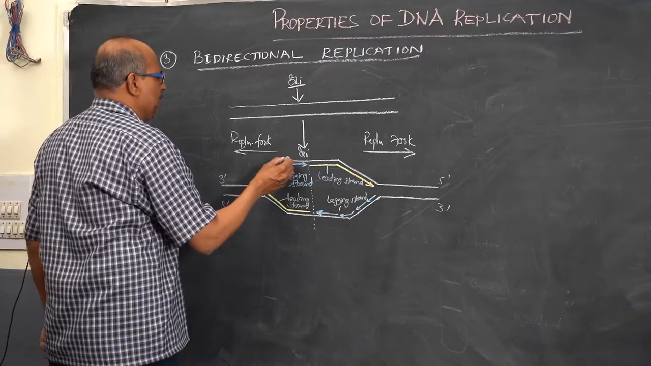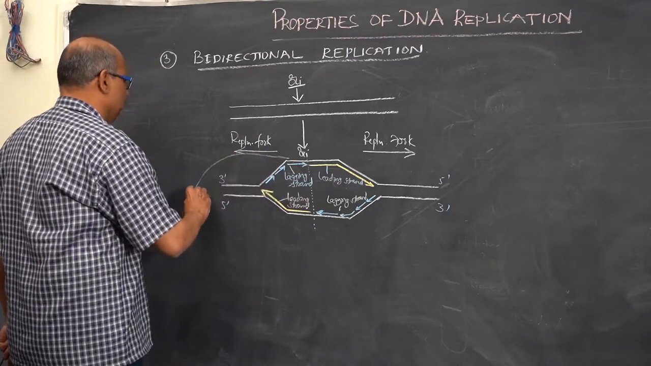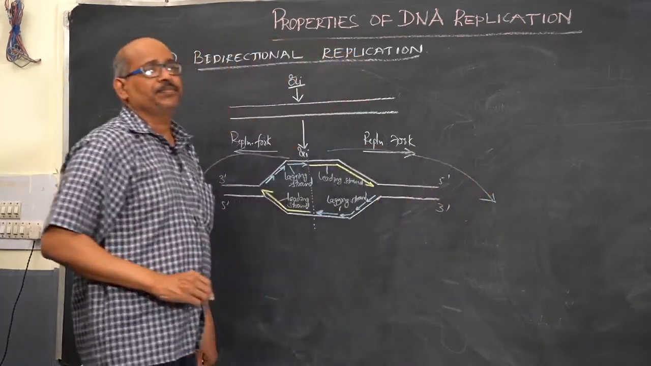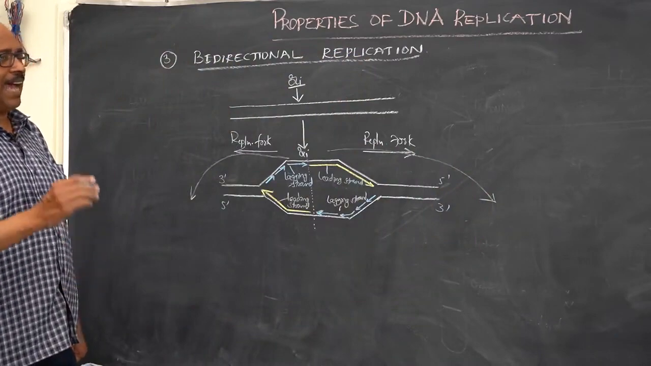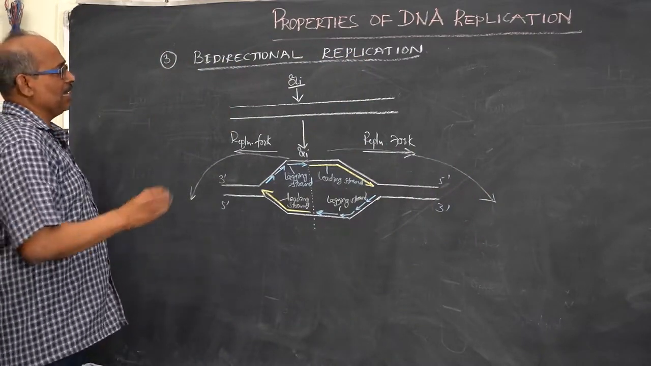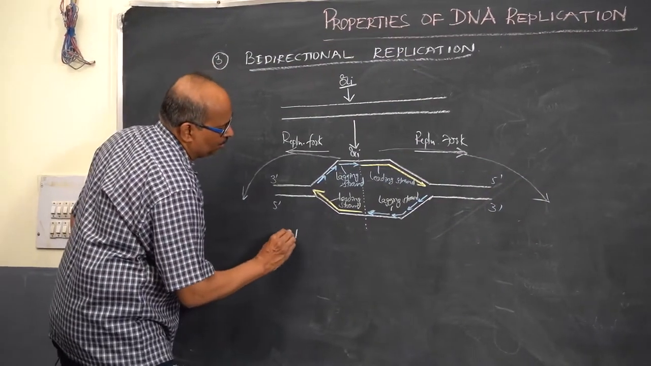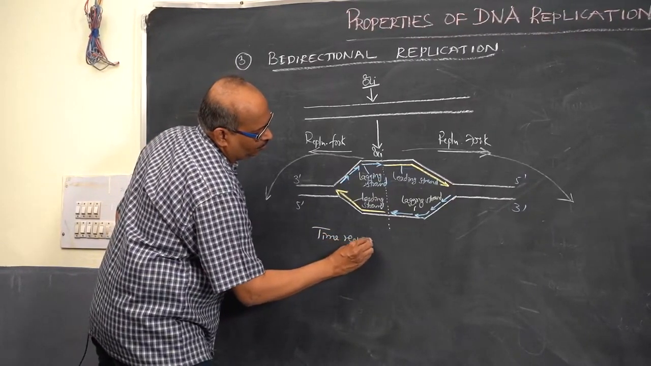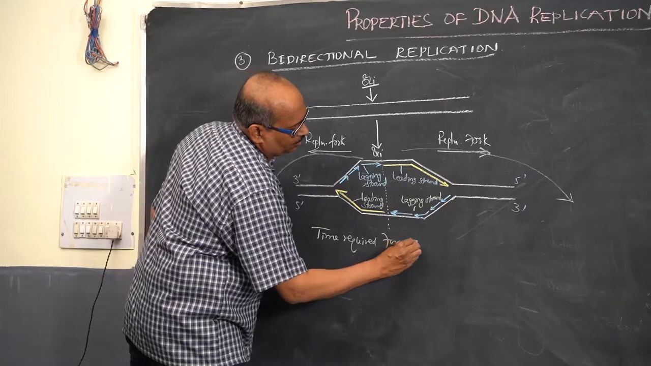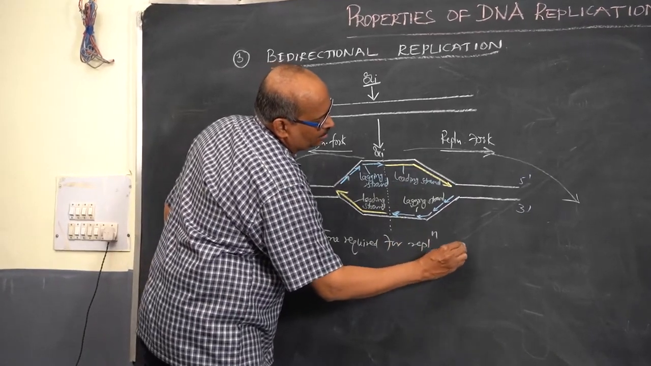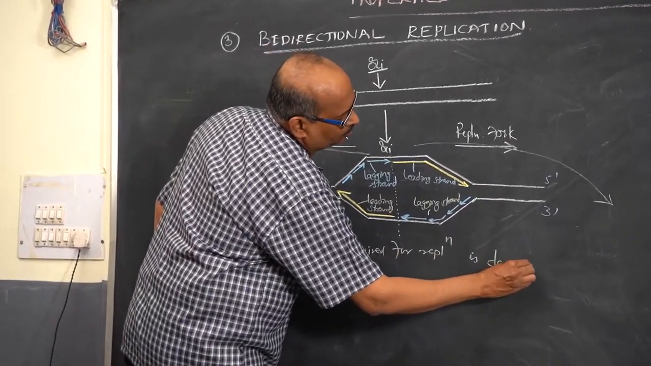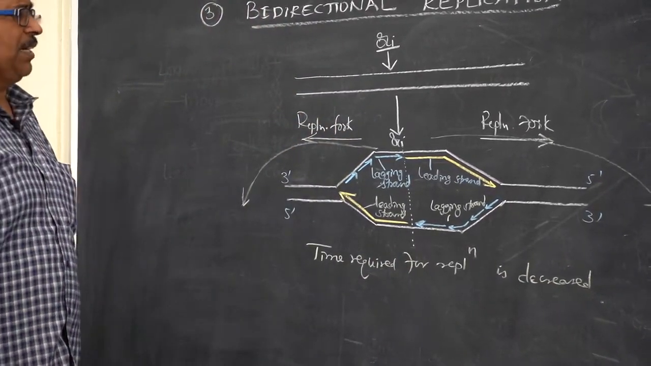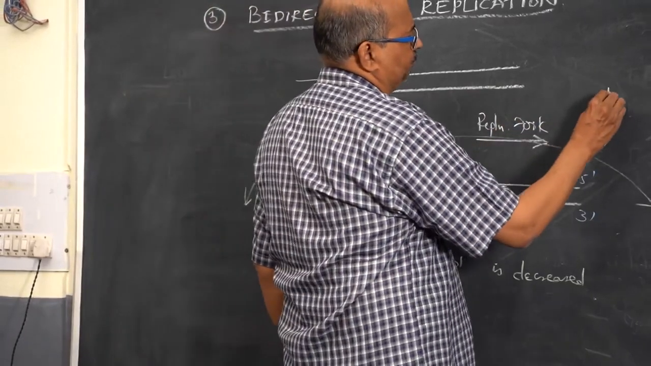So the replication moves in this direction with the same speed as it moves in this direction. And as a result of the bidirectional replication, the time required for replication is decreased. Now you can easily understand this by taking E. coli.